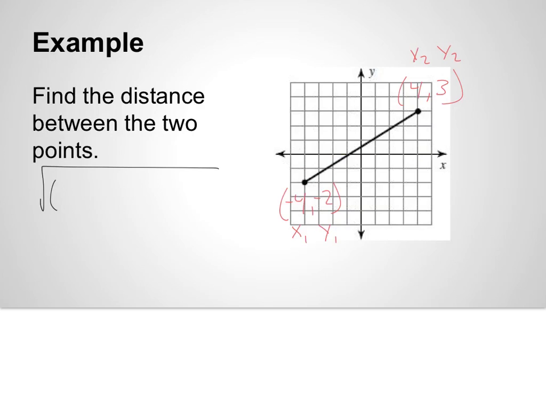x2 minus x1 is 4 minus a negative 4. Be careful with negatives here. It's easy to make simple mistakes that screw everything up in the end. And then y2 minus y1 is going to be 3 minus negative 2, in parentheses squared.